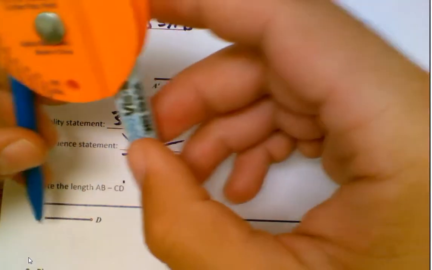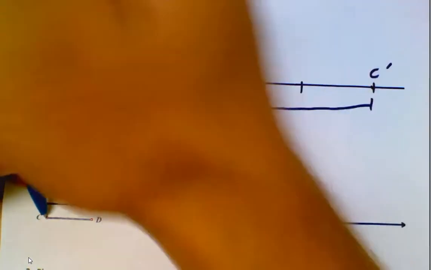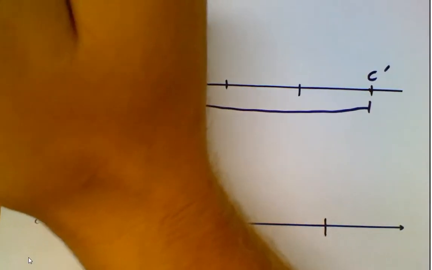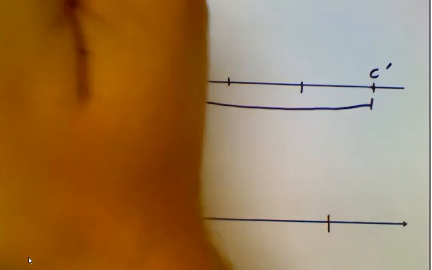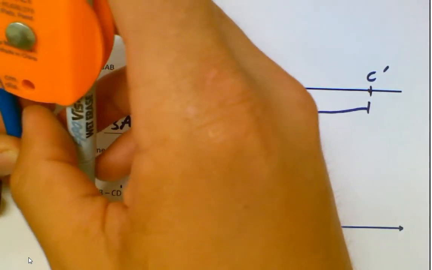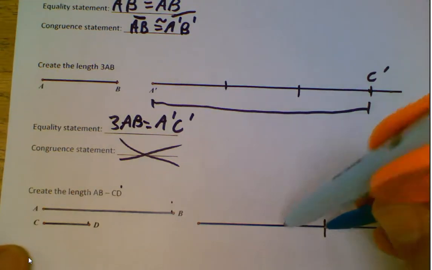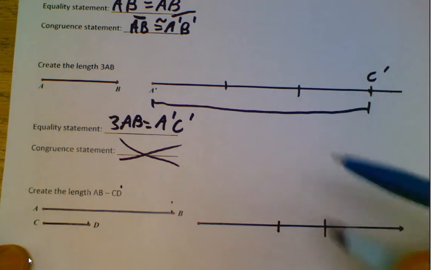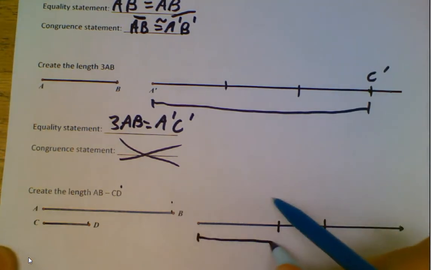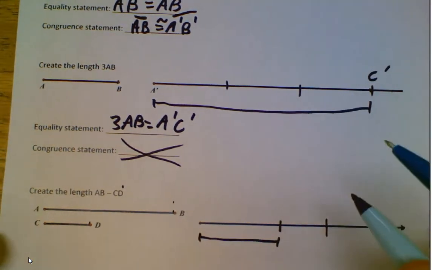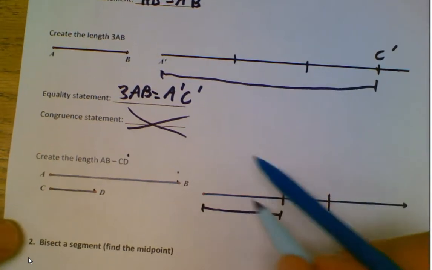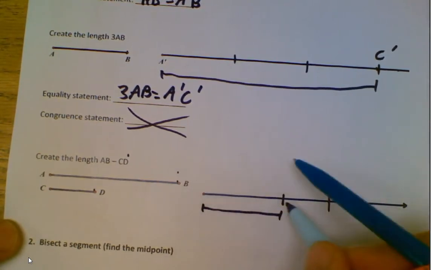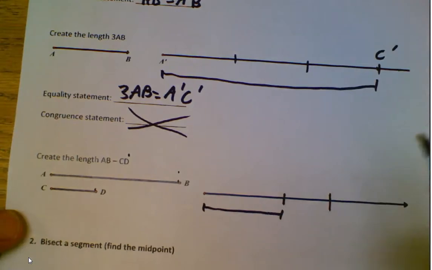So the way we subtract with this, if you sort of think like a number line, when you add, you go to the right. When you subtract, you go to the left. So we're actually going to take the length of CD and go backwards, which is going to take away. So the length that we're looking for is from here to there. All right, and we just created it. Okay, so this segment has the length we want. All right, so next construction.